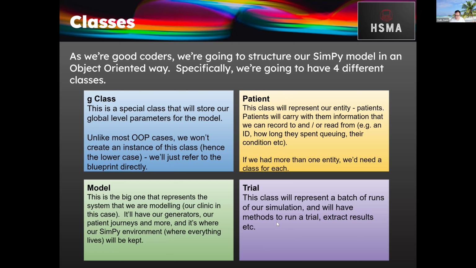And then lastly, we've got a class that I've called trial, and basically this class is going to represent a batch of runs in our simulation, and it'll have various methods that allow us to run a trial and get out the results and all that kind of thing. So we just talked about runs and trials, and we said basically a trial is just a batch of runs. So I'm going to create a class that represents a batch of runs to say, okay, I want to run a trial so that you run it X amount of times with this combination of parameters.